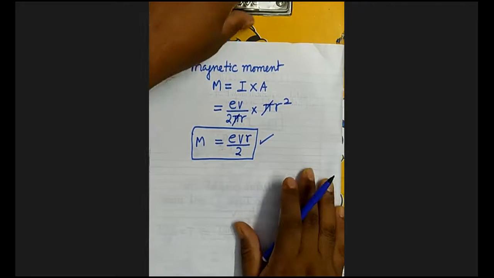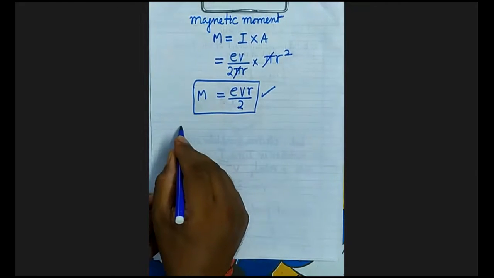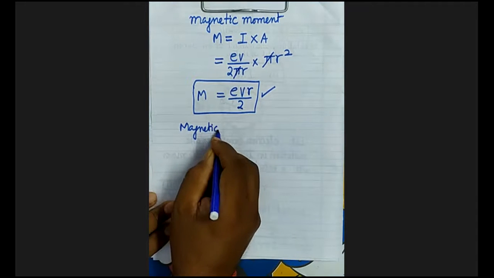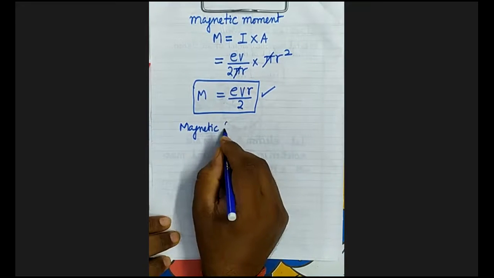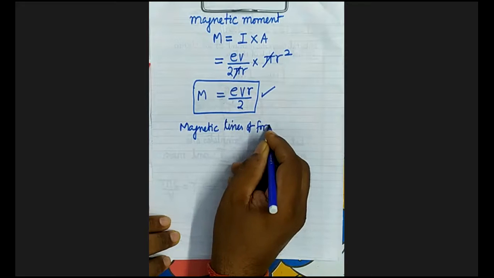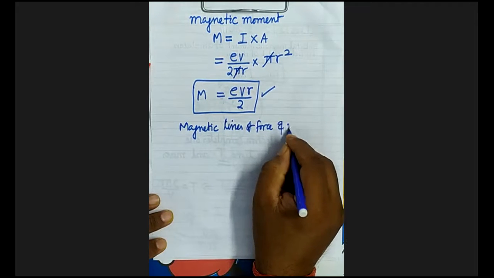Now, after this, we will see the magnetic lines of force and magnetic flux. Earth's magnetic field is not in your course. Lines of force and magnetic flux.